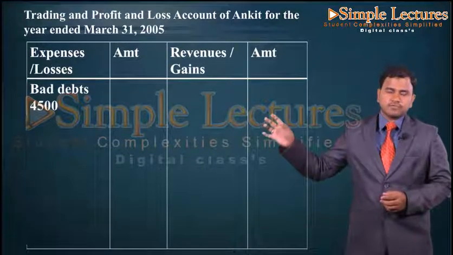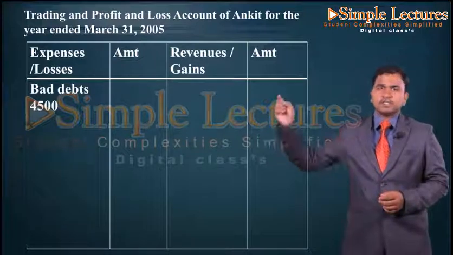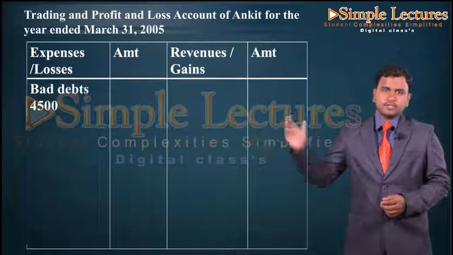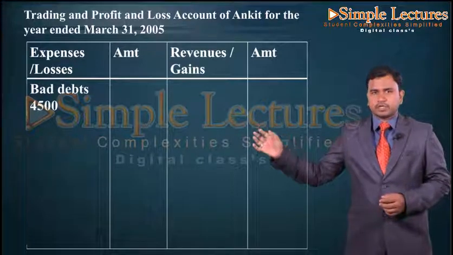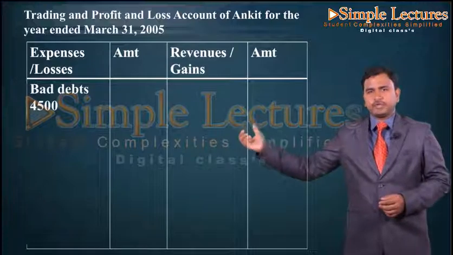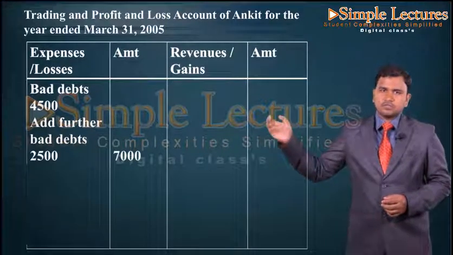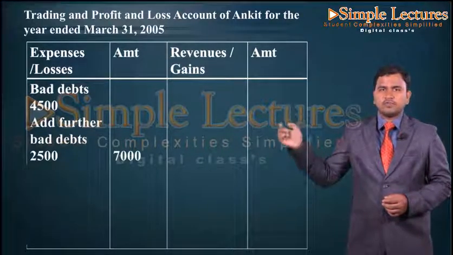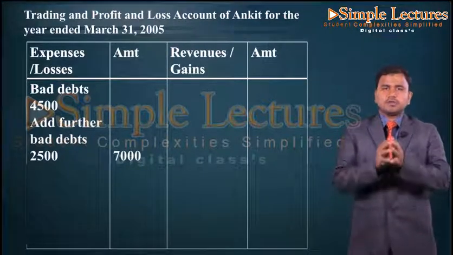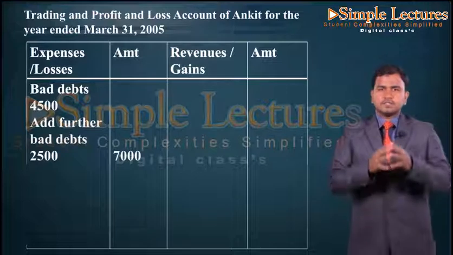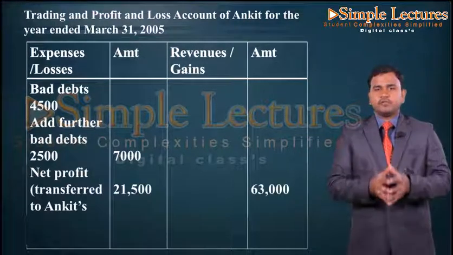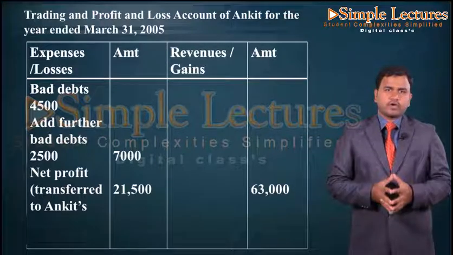So that particular amount we are not receiving now. So the bad debts we have in the profit and loss account will be increased by the value of 2,500. On the debit side of the profit and loss account, bad debts we had 4,500. To that we are going to add further bad debts of 2,500. Then the outer column will be 7,000. Because of the increase in bad debts, the profit we had will be reduced. So here the net profit will become 21,500.